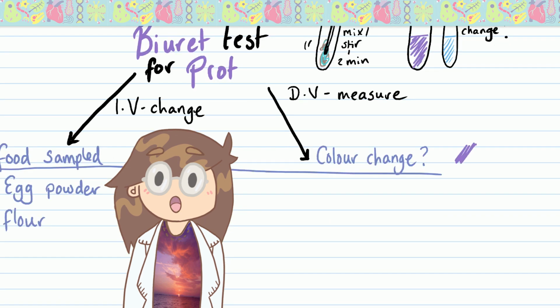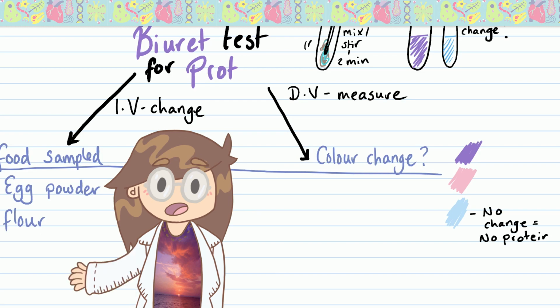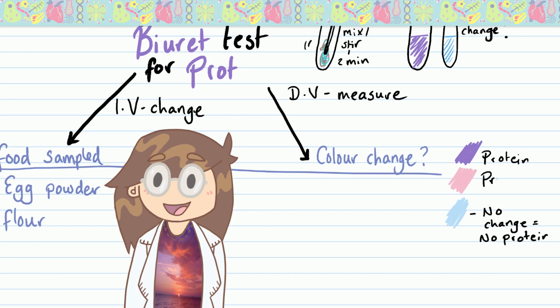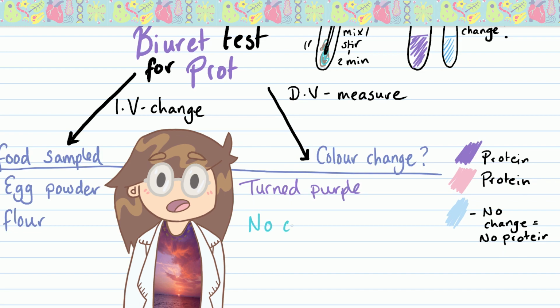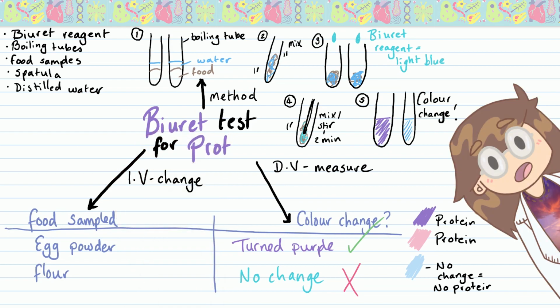So if our food sample were egg powder, we would expect, because egg is a good source of protein, especially for vegetarians, that would turn purple in the presence of Biuret's. Flour, on the other hand, has no protein, it's all just carbohydrates, so you'd expect no change. But if you see pink rather than purple, it doesn't mean the test's gone wrong, it just means there's protein present.